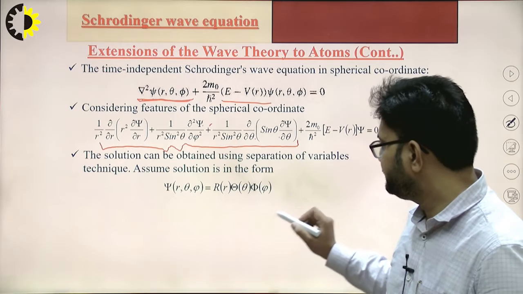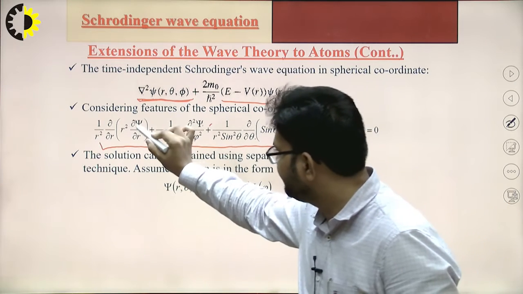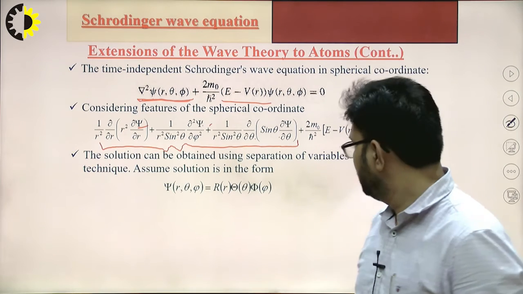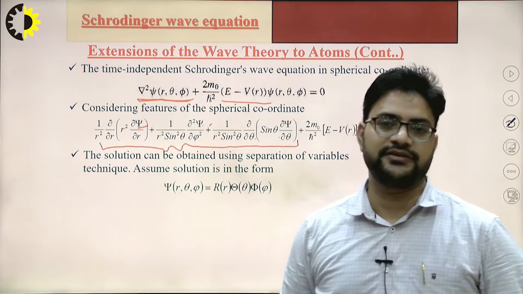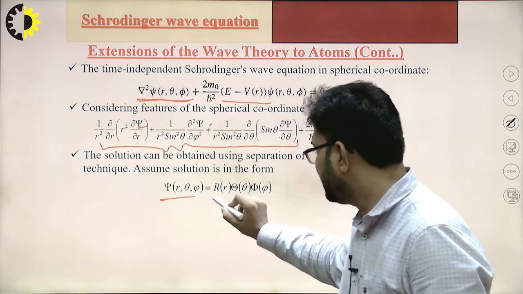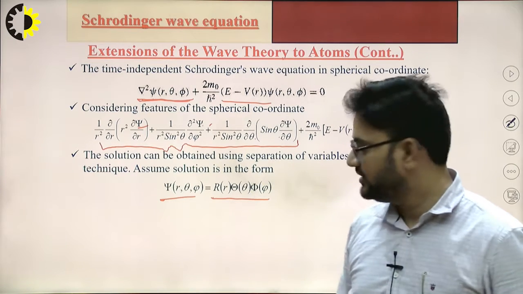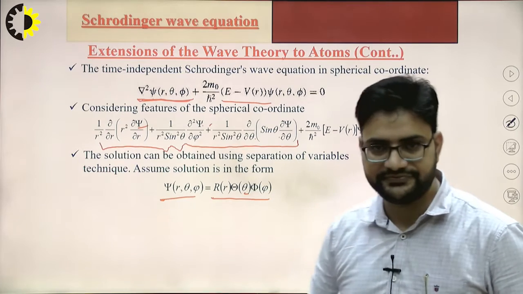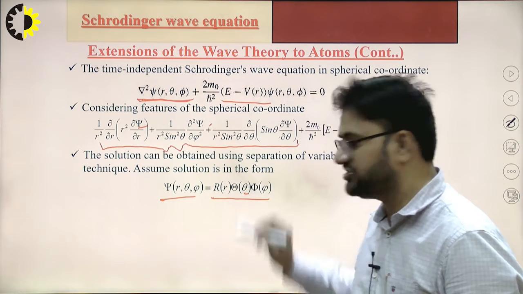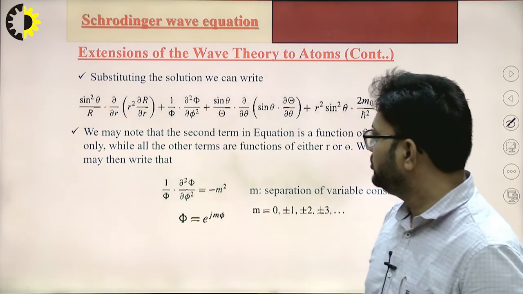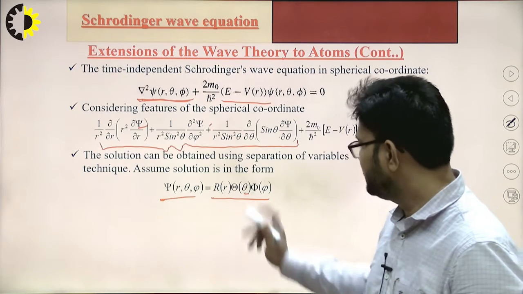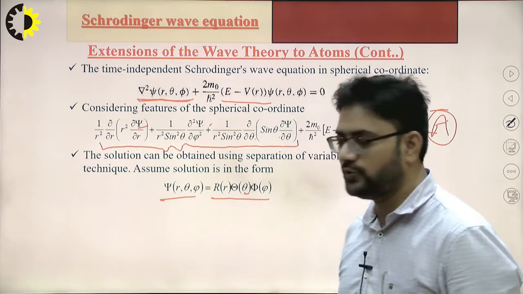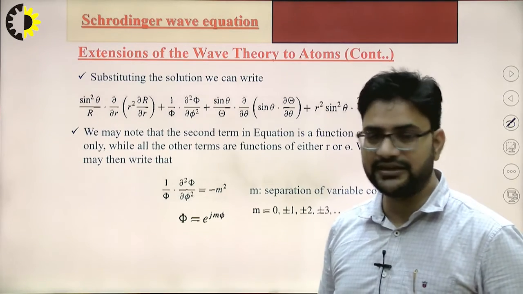Now if I replace this psi with separated variables, we can use the separation of variables technique. So psi of r theta phi can be written as R into Theta into Phi, where R is a function of small r, Theta is a function of theta, and Phi is a function of phi. If I call the first equation A, and put psi of r theta phi equal to R into Theta into Phi in equation A, then what I will get is this equation.